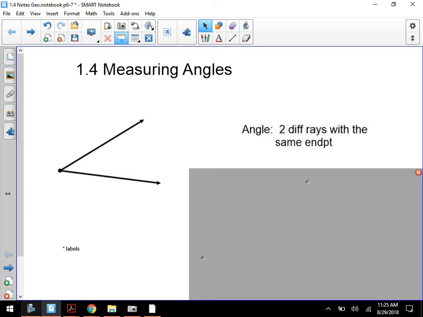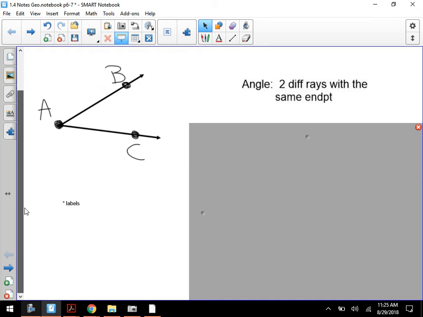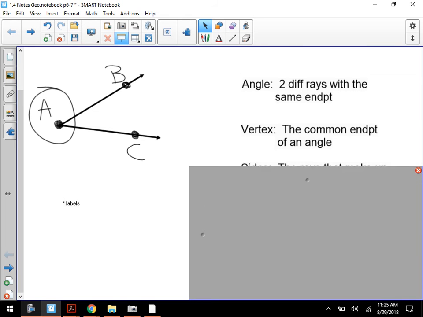Now, when you label these things, and this is one of the things I love to note here for myself to remind us, is that you label these very specifically. Rays have 2 letters, correct? So if I say that this is ray AB and this is ray AC, what is the common endpoint? A. Okay. Do you know what that's called in an angle? That common endpoint? Vertex, very good. So an angle has what's called a vertex. The vertex is the common endpoint of an angle, or excuse me, the common endpoint of those rays.